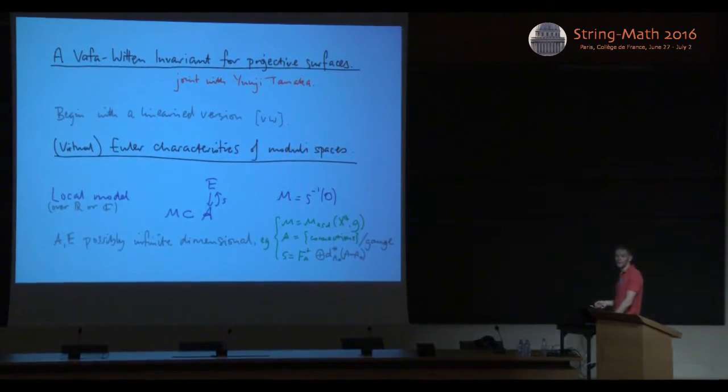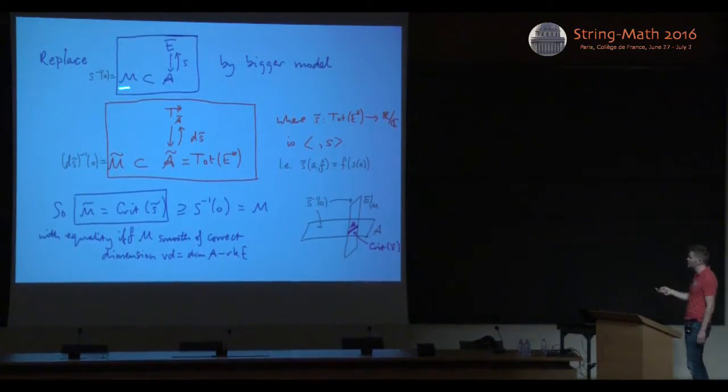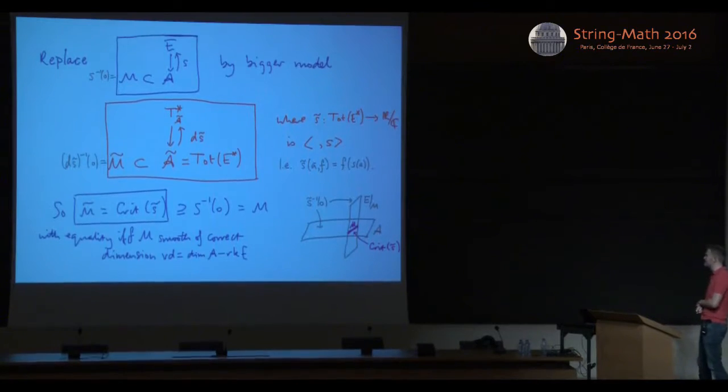All right, so that's the local model. And then what do we do to it? This is the important part of the talk: we replace this local model here by a bigger model. And it's just the fact that a section of a vector bundle is the same thing as a linear function on the total space of the dual vector bundle. So just thinking of a section pointwise over any point of A, an element of a vector space is a linear function on the dual vector space. So this section is equivalent to this function on the dual vector space. Okay, sorry, that's not R mod C. We're either in the real case or the complex case.